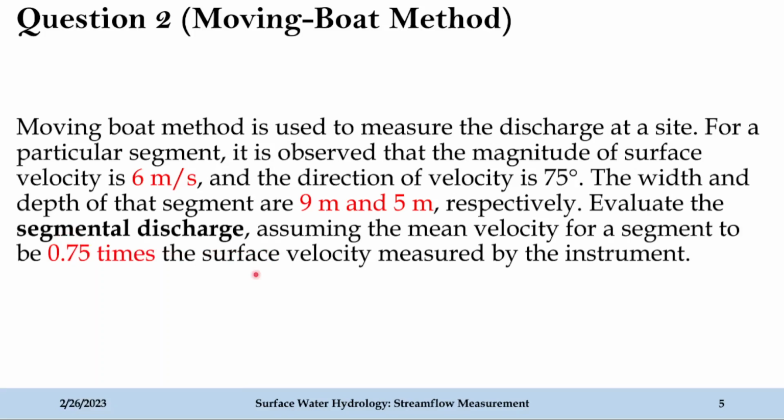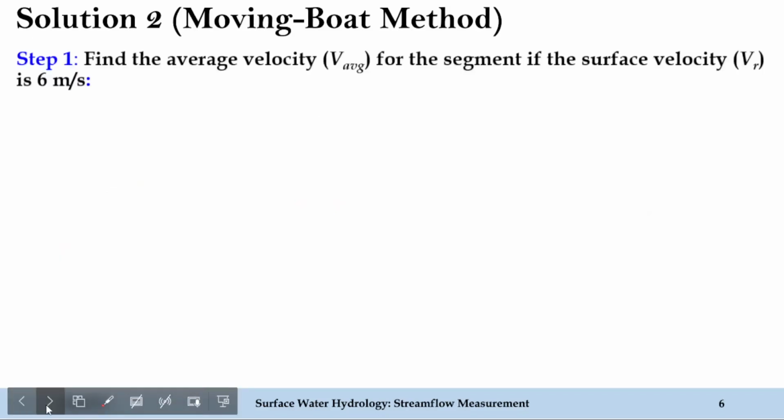So they have clearly indicated to utilize the moving board method, for which they have provided the surface velocity as 6 meter per second. They've also provided the dimensions of the segment to be considered, which are 9 meter and 5 meter, that is the width and depth. And we are required to find out the segmental discharge for this segment, where the mean velocity is 0.75 times the surface velocity, which is 6 meter per second. Okay, so utilizing this data, let's see how to solve this problem.